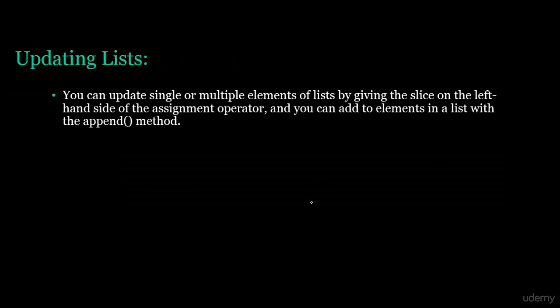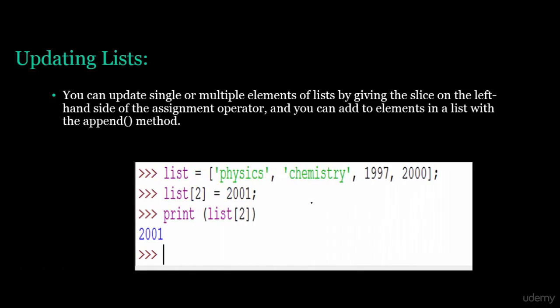Updating a list. If you want, you can update single or multiple elements of a list by giving the slice on the left hand side of the assignment operator, and you can add elements to a list with the append method. We will see a lot of list methods in detail later in the next video. But let's see this example. Here our list, chemistry, physics, and so on. If I set list of 2 equal to this number here, this will remove this and add this number here. If we print list of 2, this will get.